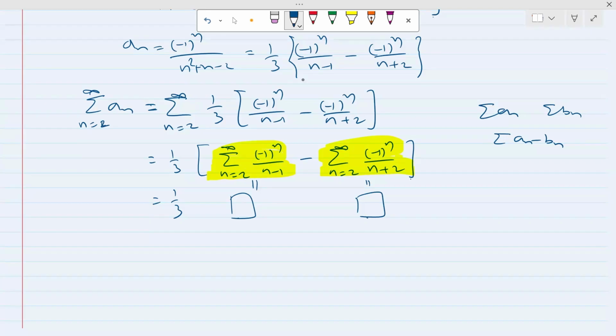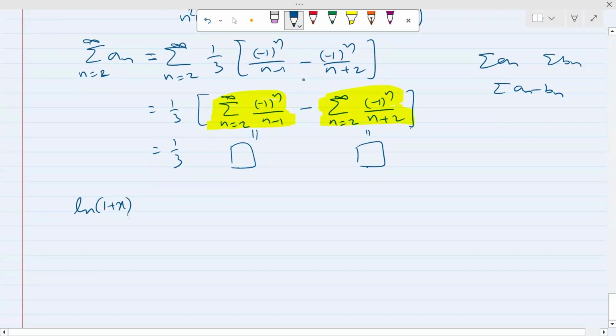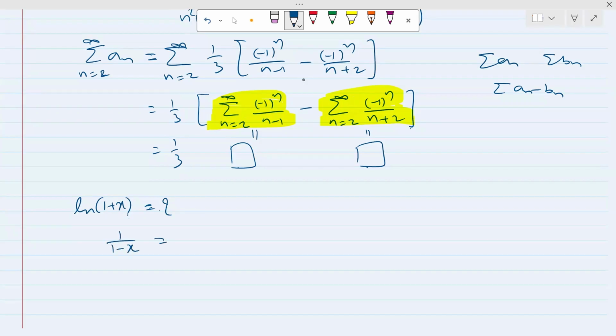So does anybody know the series for ln(1 plus x)? Sir, (1 plus x) minus (1 plus x) squared by 2 plus (1 plus x) whole cube by 3. No. Let's see what the series for this is and when it is valid. Instead of actually computing the Maclaurin series for this function, we'll observe 1 upon 1 minus x. We already know the series expansion for this.